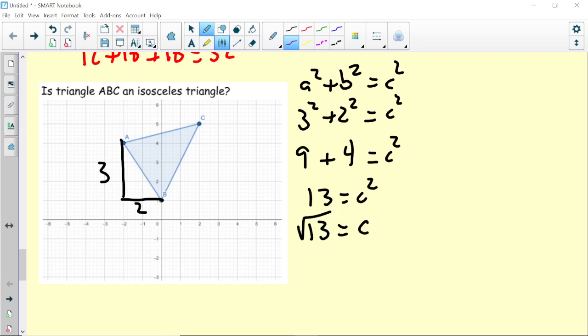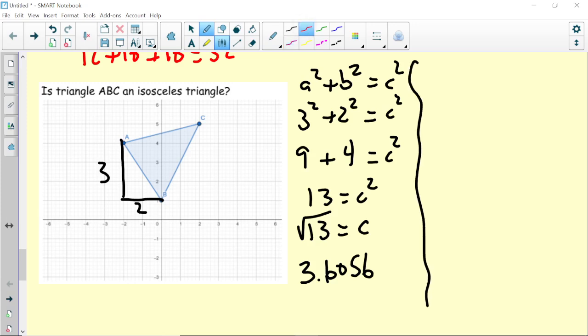All right, so we're going to type in the square root of 13. And we're going to get 3.60555. So we're going to round it to 4 decimal places. So that tells me we're going to round it to 3.6056. All right, let's do another side.